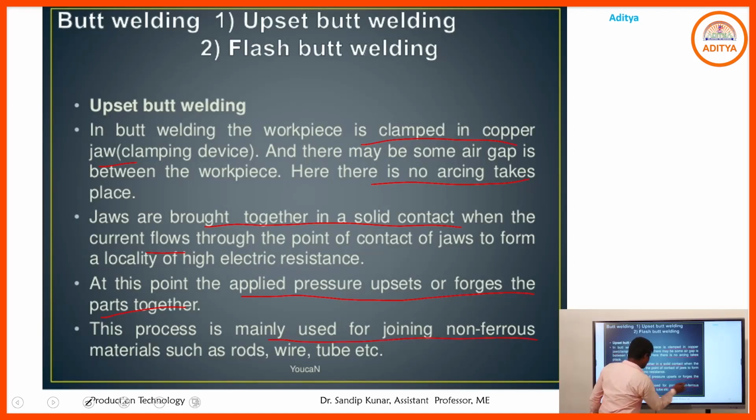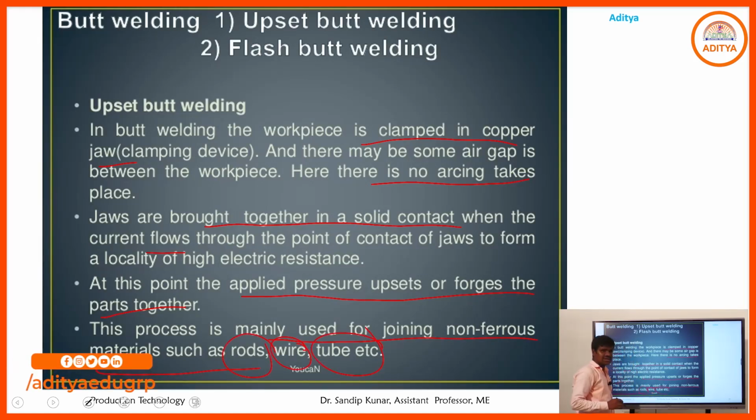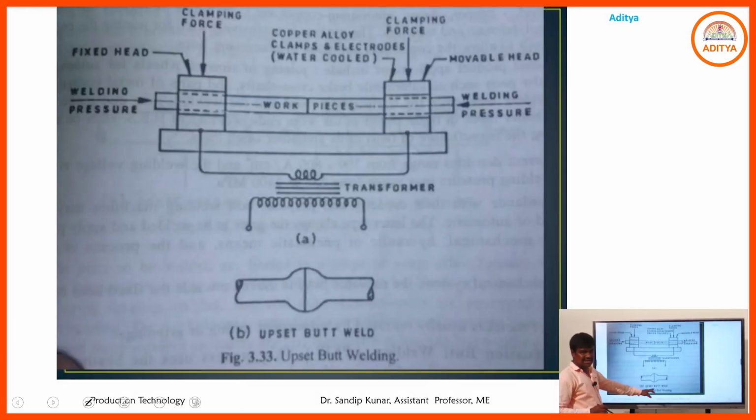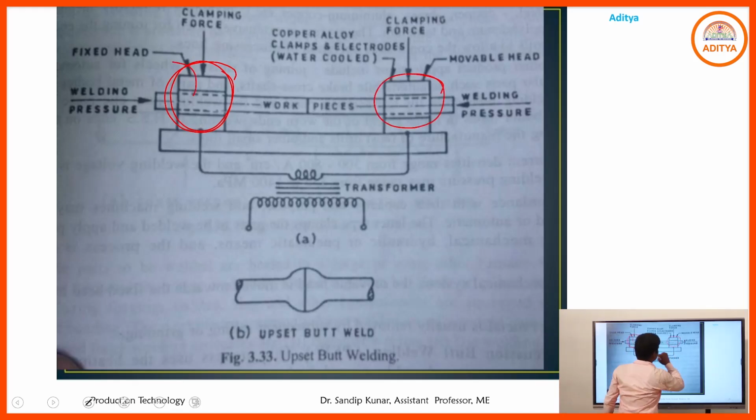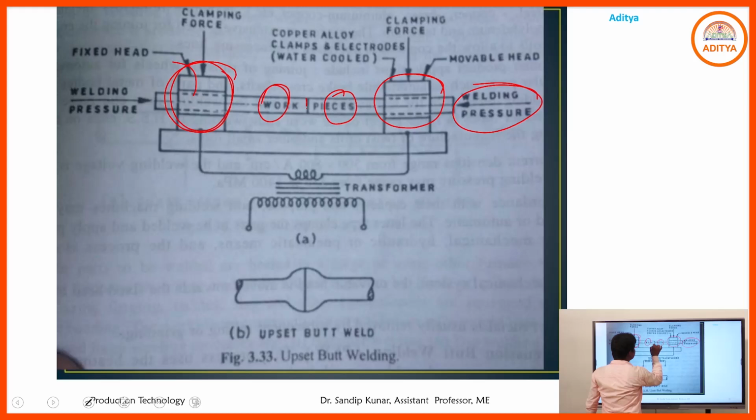This process is mainly used for joining non-ferrous materials such as rod, wire, and tube. Using this welding process we have connected the mating surfaces. Here we have the welding pressure provided by the clamping force, that is the fixed head, and that is the movable head. That is the workpiece material, and both the materials are connected across this zone.